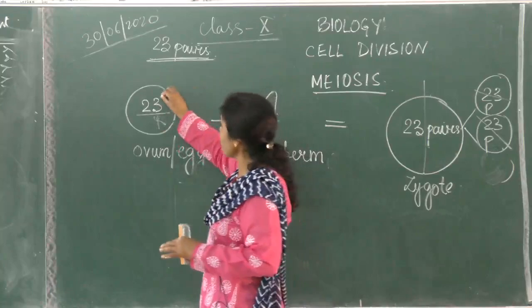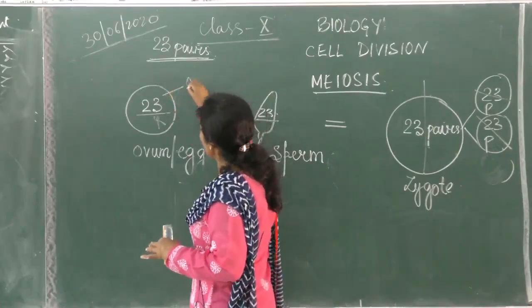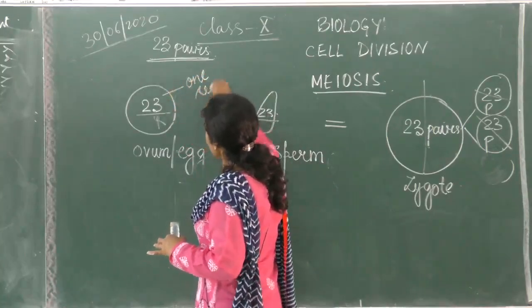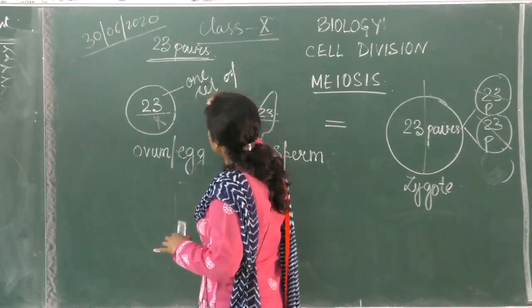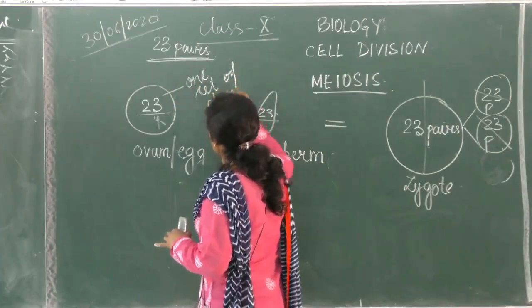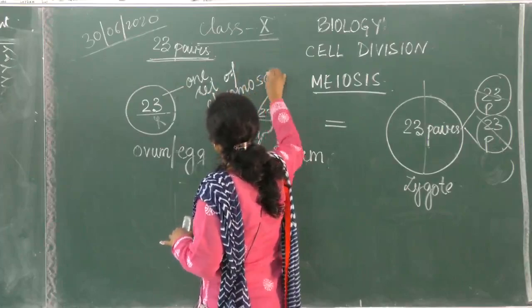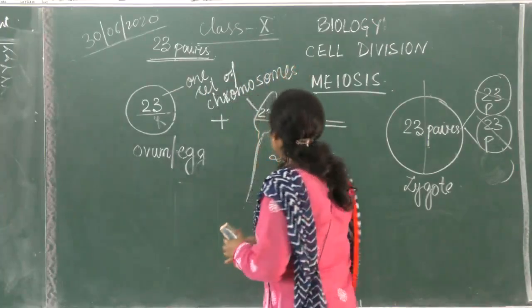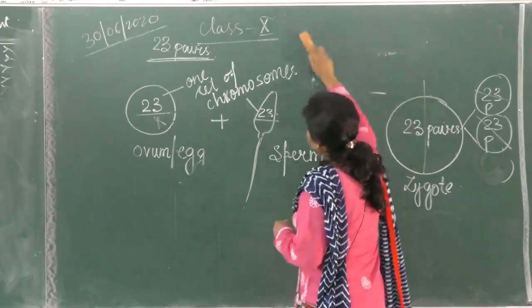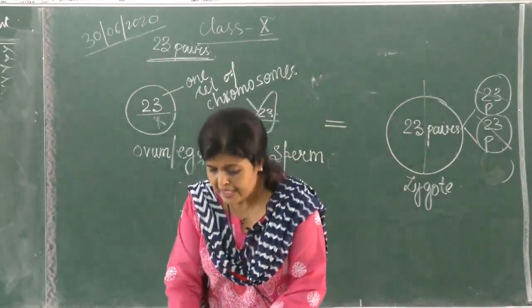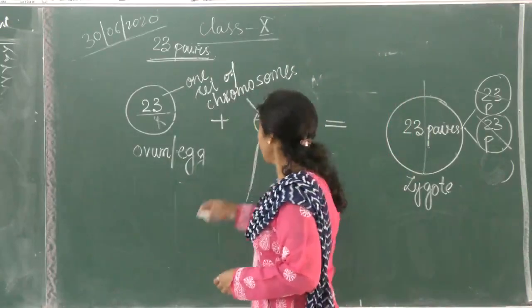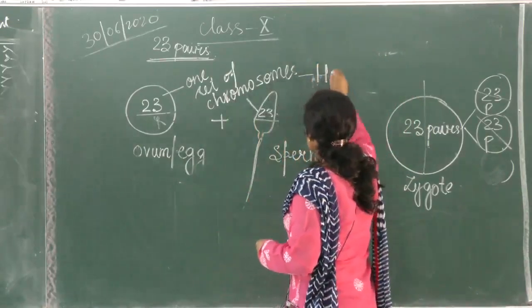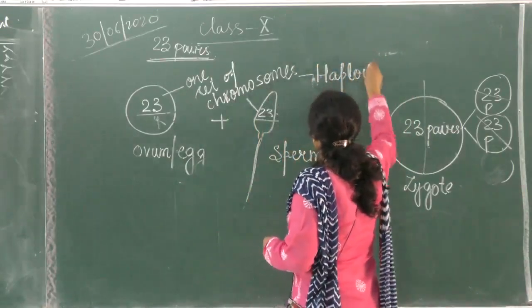So what kind of cell? This cell has only one set of chromosomes. Is it all right? Both cells have only one set of chromosomes. And what do we call this kind of cell? We call this kind of cell a haploid cell. We call these haploid cells.